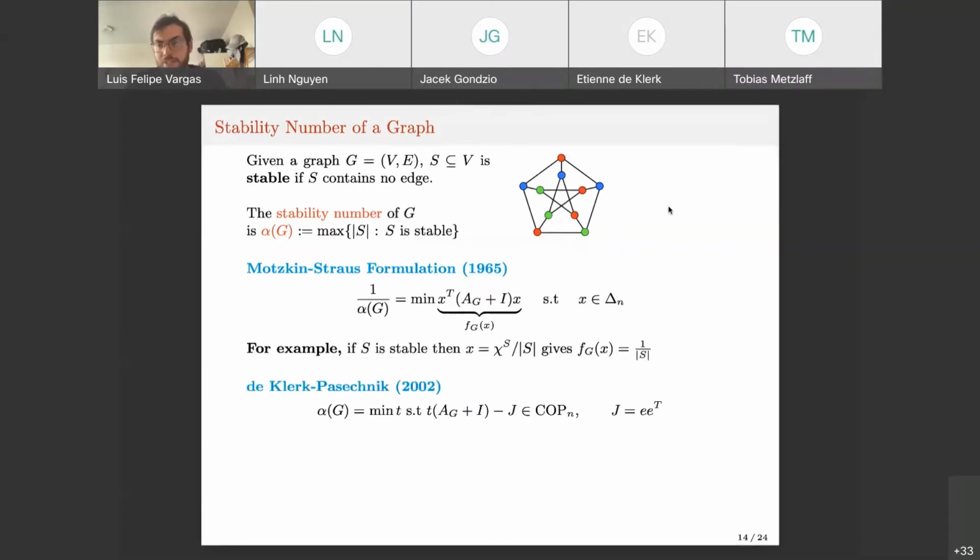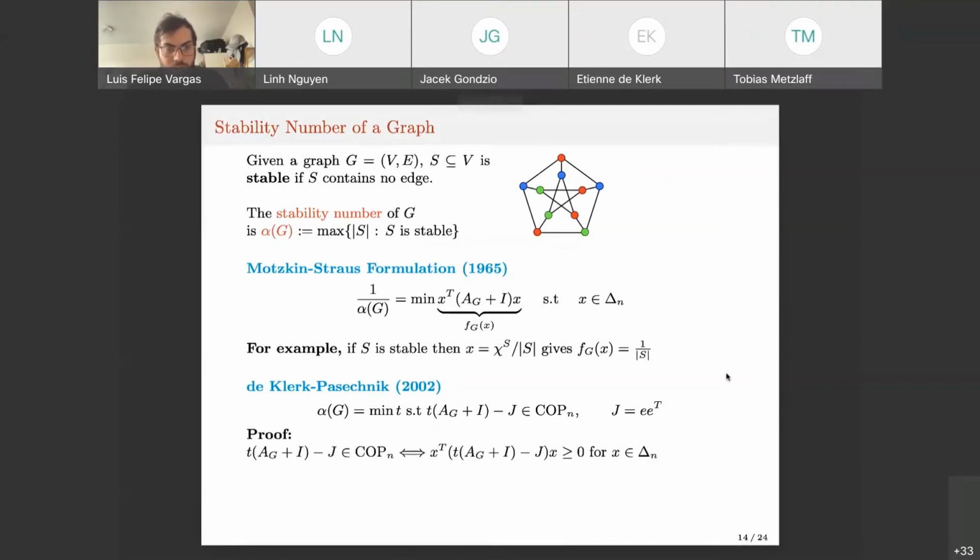Okay, so de Klerk and Pasechnik in 2002 proposed a reformulation for the stability number as a linear program over the copositive cone. So alpha(G) is the minimum t such that the matrix t(A_G + I) minus J is copositive. Here, A_G is the adjacency matrix of the graph, I is the identity matrix, and J is the all-ones matrix, which can also be seen as E times E transpose.